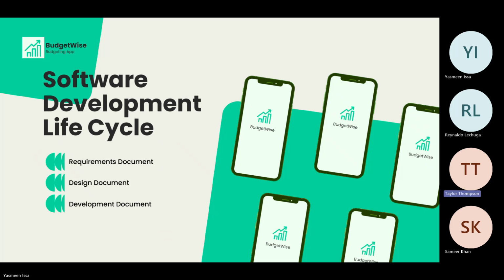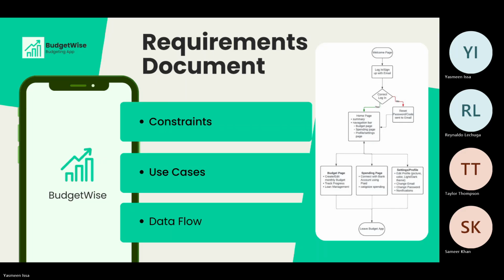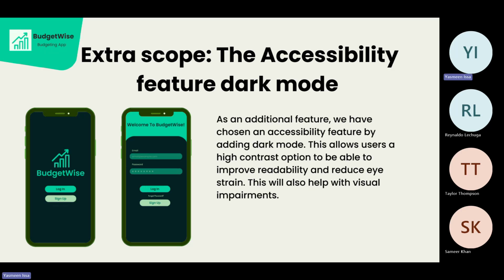Now we'll give you a brief overview of our software development lifecycle, which includes the requirements document, design document, and development document. Starting with requirements, we went over constraints, like we wanted it to work on both iPhone and Android. It needed to work no matter the state of the phone, whether it was charged or fully charged. We also went into use cases such as budgeting, loan tracking, reminders, and things like that. And then you can see our data flow chart on the side here. Since we are a 5-person group, we had to add an extra scope, and we decided to go with an accessibility feature, which is dark mode.